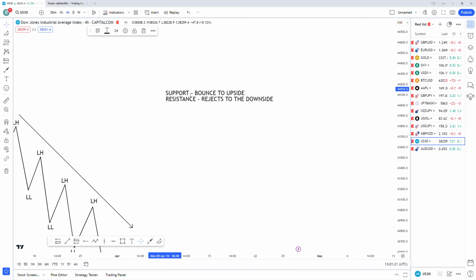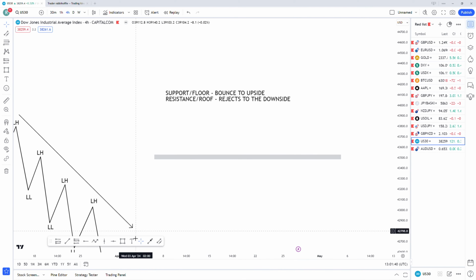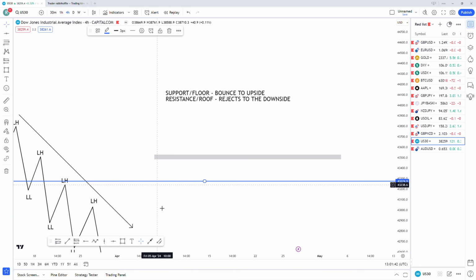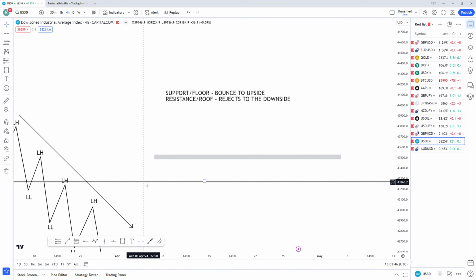So you can see some of us call the support what? Our floor of the market, and the resistance what? Our roof of the market. Do you understand? So we have two forms in which you can draw support and resistance. You can use the box like this, and you can use a line, any line at all like this.